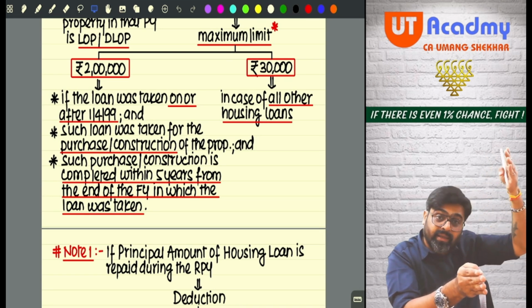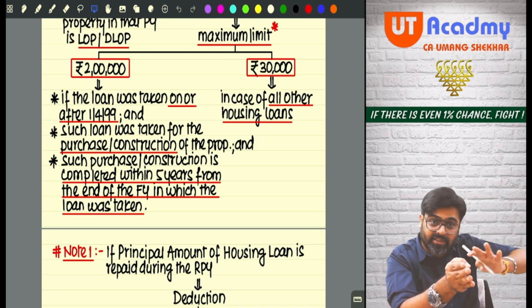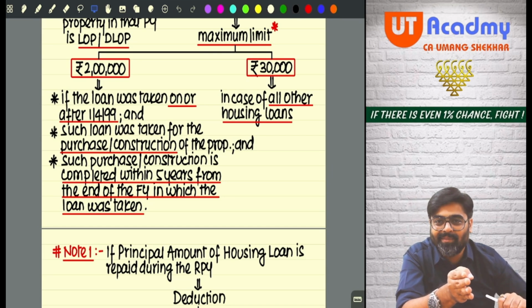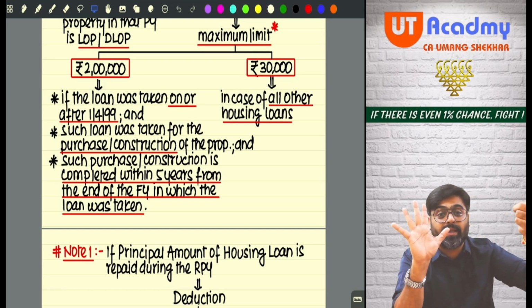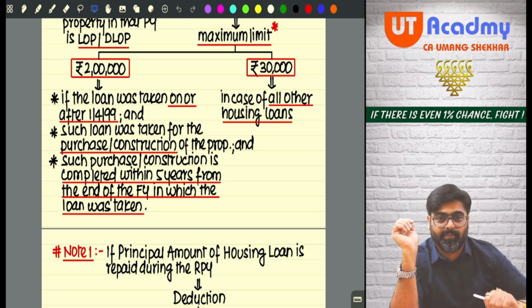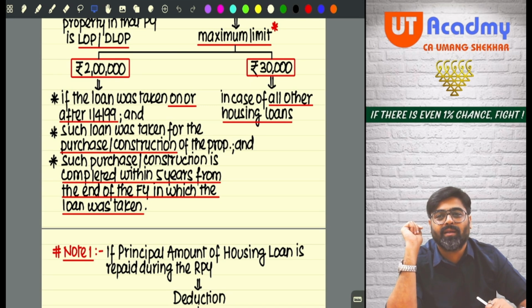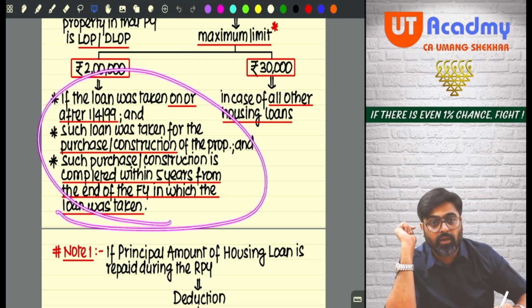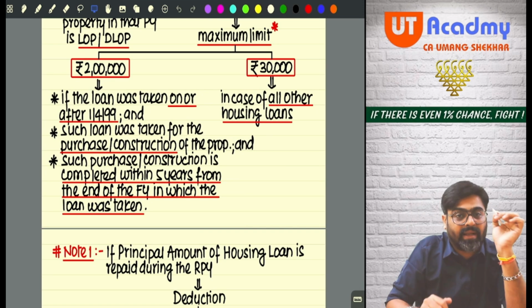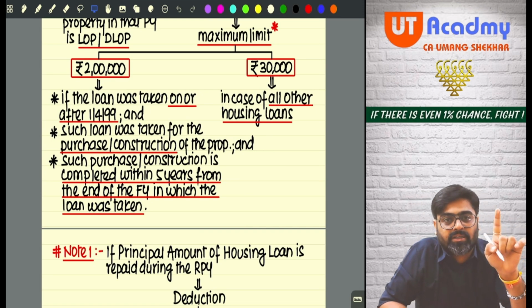From that date, within 5 years, the construction should be completed. Meaning 31st March 2016, 31st March 17, 18, 19 and 20. On or before 31st March 20, the construction should be completed, by taking this loan in 14-15. Getting my point? If all the three conditions which I have told right now are fulfilled, then on this type of loan, whenever you give the interest, that interest will be allowed to the extent of maximum 2 lakhs.